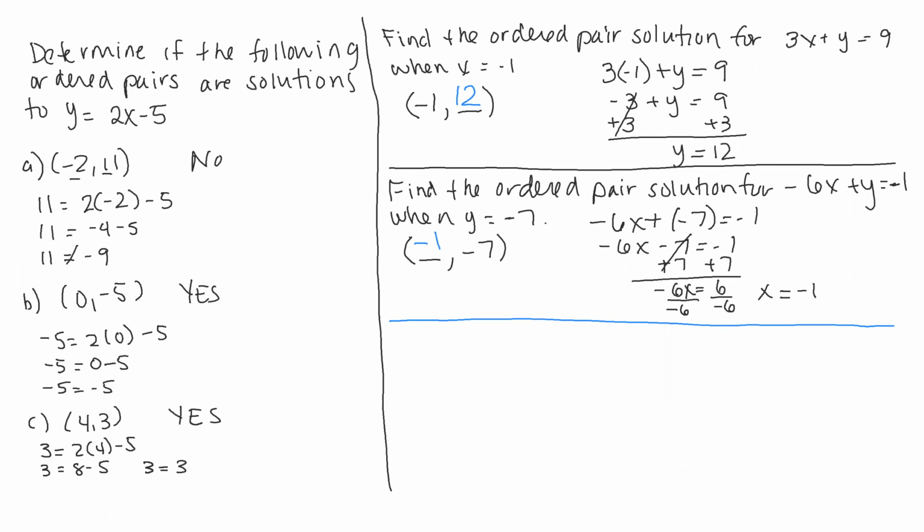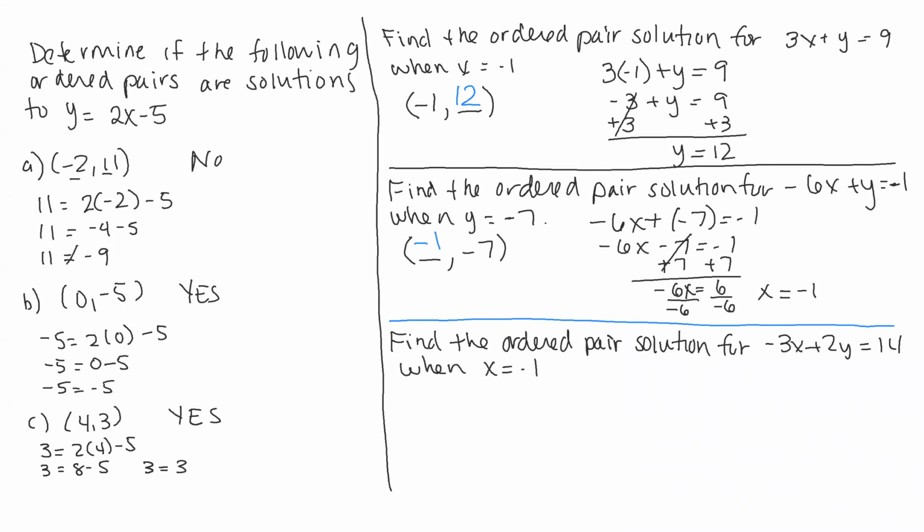Let's do one more like this. So let's say we want to find the ordered pair solution for -3x plus 2y is 14 when x is -1. I've got a lot of -1s here for x. That was not planned. All right.